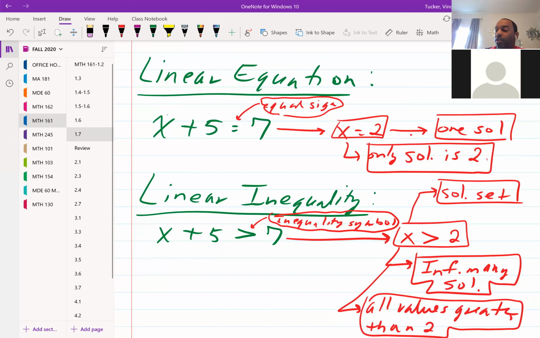So once again, one solution whenever you solve your linear equation, but you will get infinitely many solutions when you're solving your linear inequality.